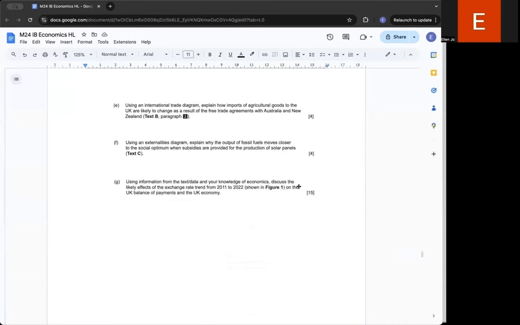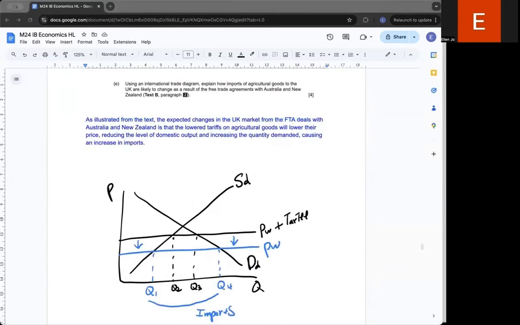E, using an international trade diagram, explain how imports of agricultural goods to the UK are likely to change as a result of the free trade agreement with Australia and New Zealand. As mentioned in the text, the FTA deals with Australia and New Zealand would lower tariffs on agricultural goods, and it will lower their price, making imports cheaper, thus reducing the level of domestic supply and increasing the quantity demanded, causing an increase in imported quantities by the size of Q1 to Q4, as you can find from the diagram.